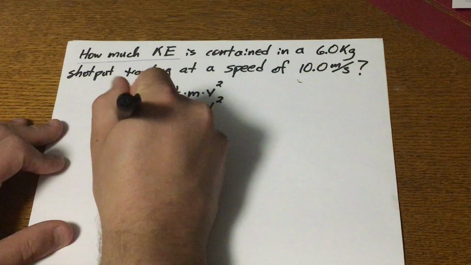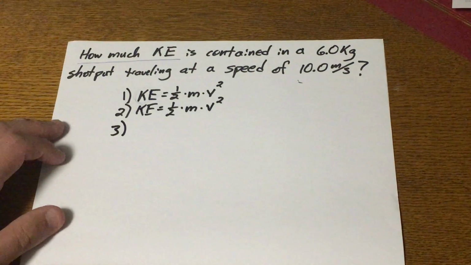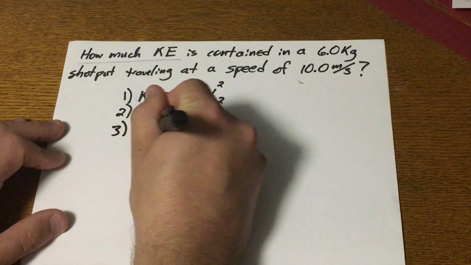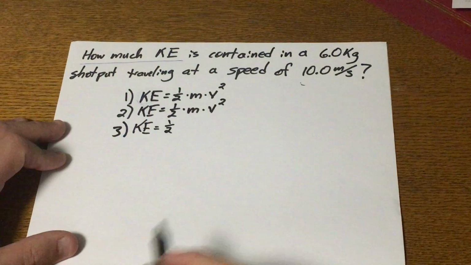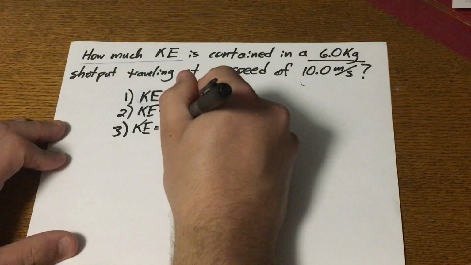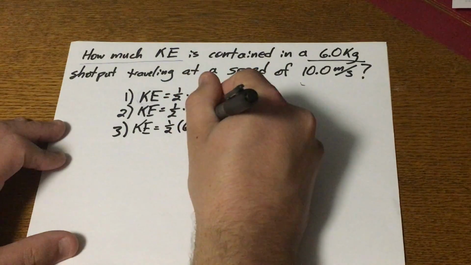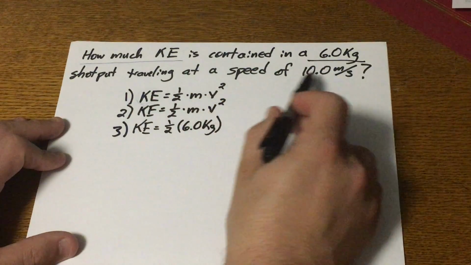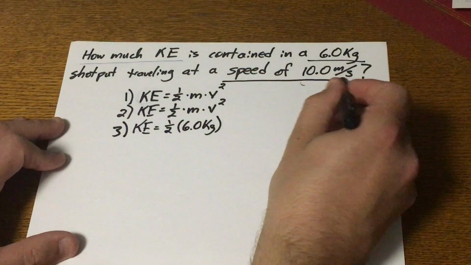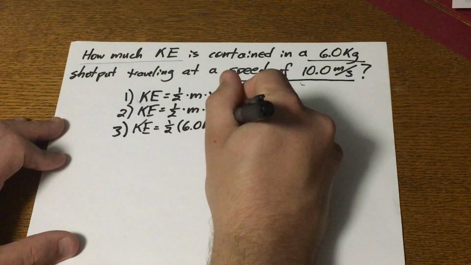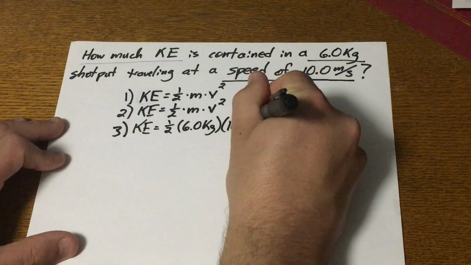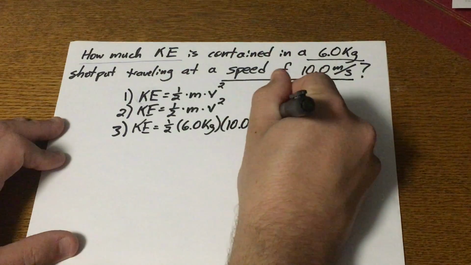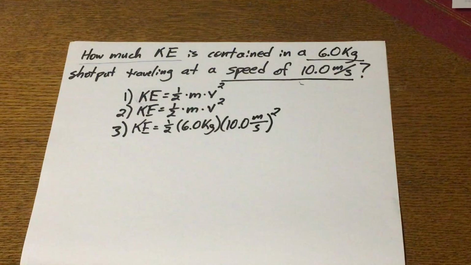Step 3, let's substitute in what we do know. Well, I don't know kinetic energy. That's why I'm doing the equation. I do know 1/2 is 1/2. Mass is in kilograms. So my mass is 6.0 kilograms. Velocity is the same idea as speed. We're told it's got a speed of 10 meters per second. So we'll plug that in. 10.0 meters per, which just means divide, second. And that gets squared.